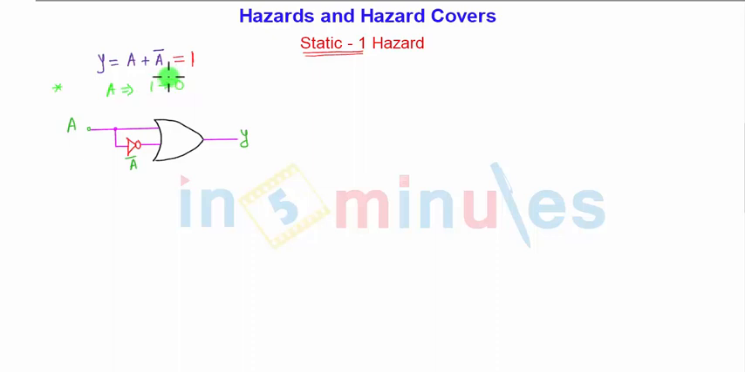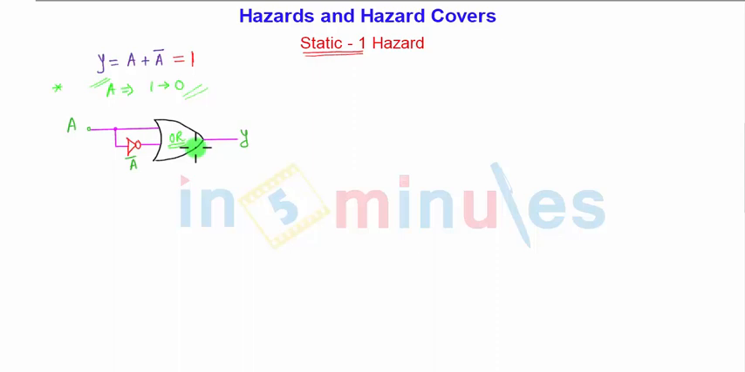Initially A is 1, therefore A bar is 0, so 1 plus 0 is 1, that we all know. But let us see how the circuit actually works. To implement A plus A bar, I have here an OR gate connected in such a way that one input is A and the other input of the OR gate is inverted with the help of a NOT gate, and we obtain the output Y here.